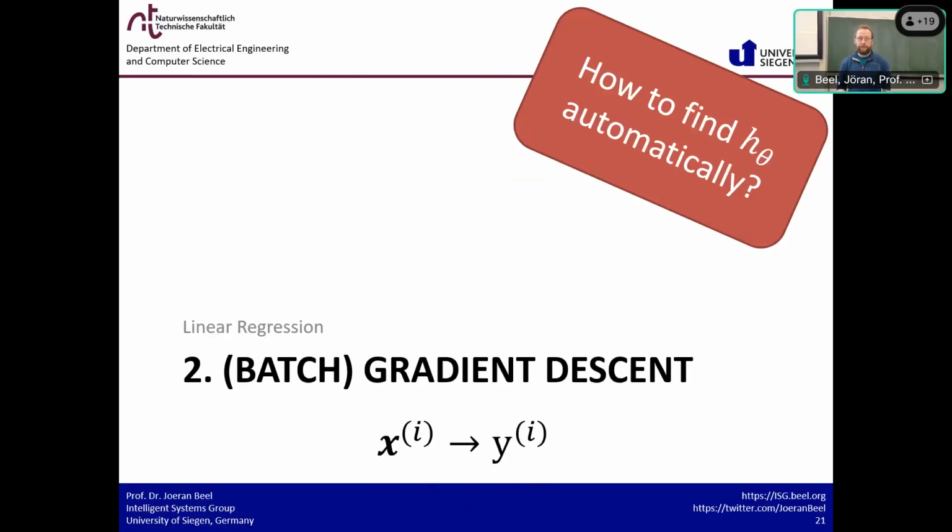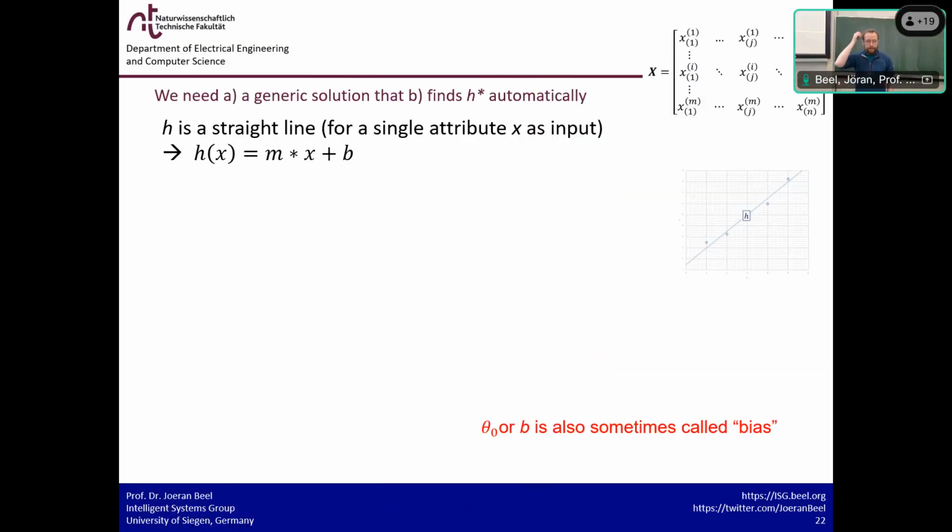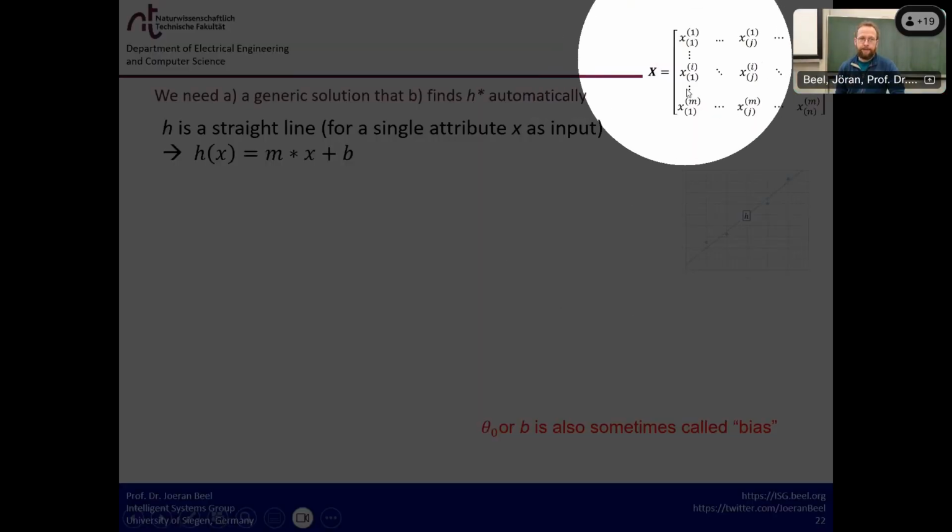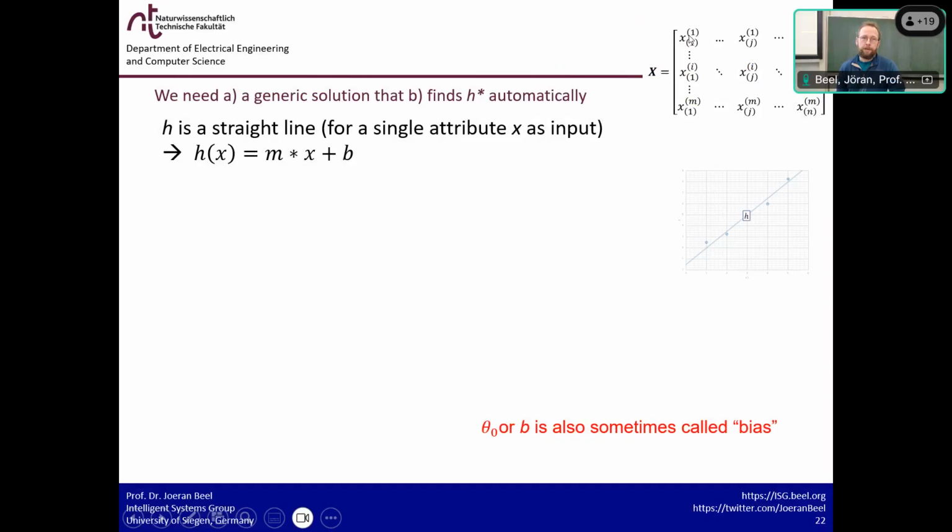And one way of doing this is called gradient descent. More precisely, batch gradient descent, but that's not so important. Gradient descent. So now you need to listen and look here very carefully. We have the generic function for a straight line. It's mx plus b, if we have a single input, one single attribute in your data set, basically only this. And of course, the label.